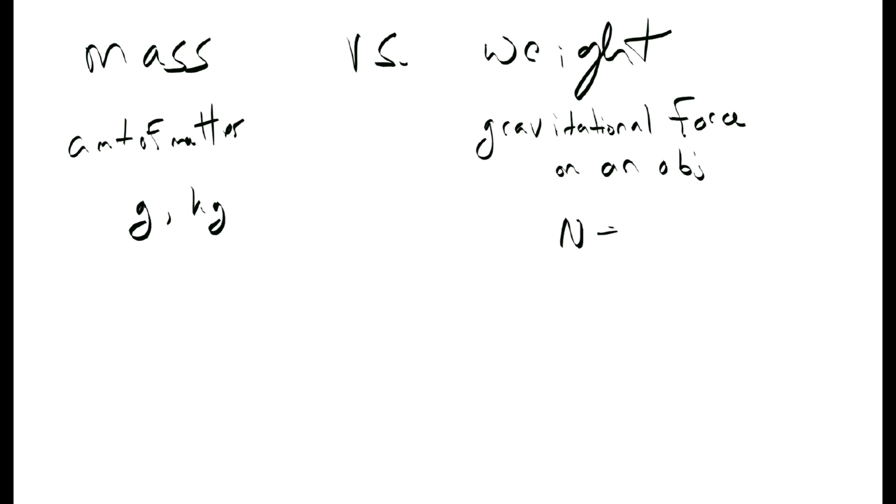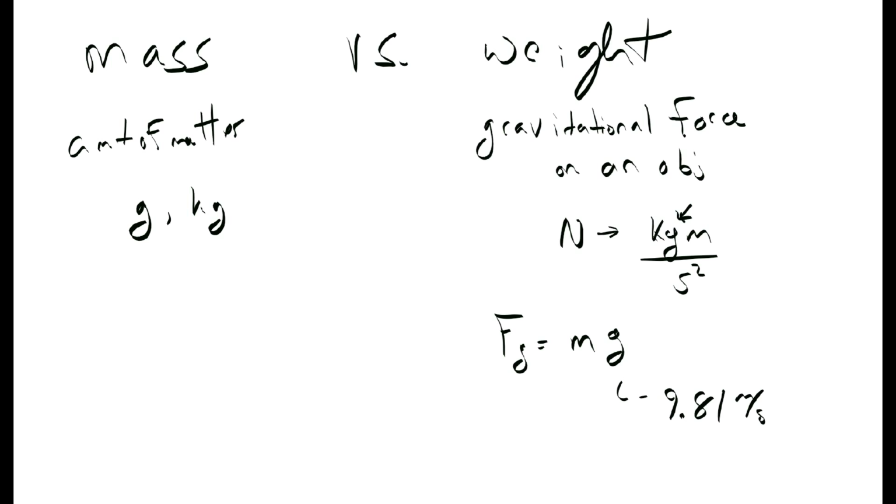You break that down into its basic units. That's kilogram meters per second squared. So you can see it's related to mass, because it's got kilograms in it, right there. But it's not mass. We can measure mass by measuring weight, because the force of gravity is equal to the mass of the object times the acceleration due to gravity, which is a constant here at the surface of the Earth. Negative 9.81 meters per second squared.